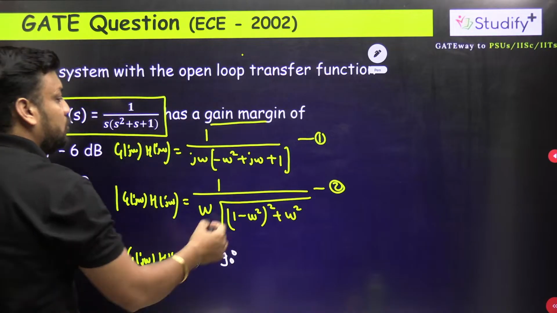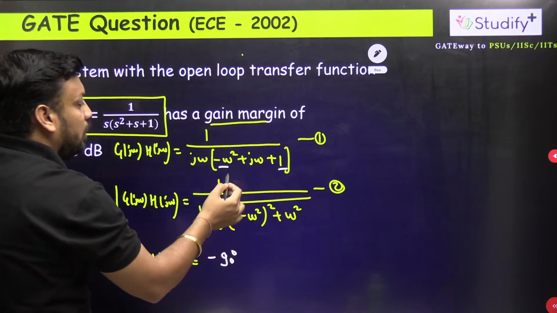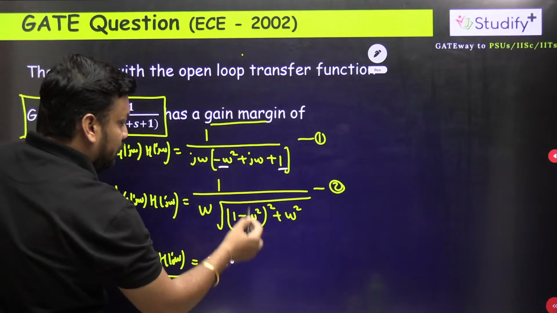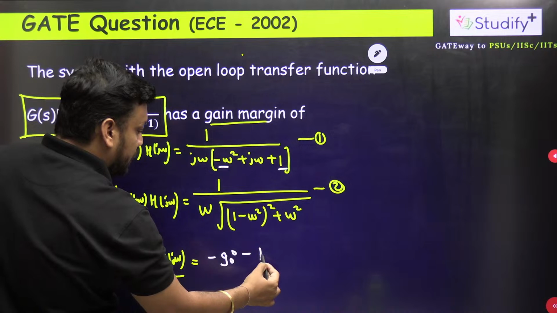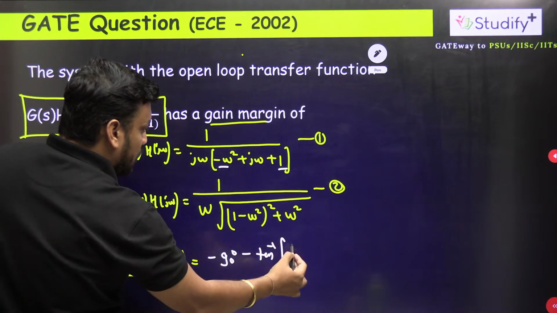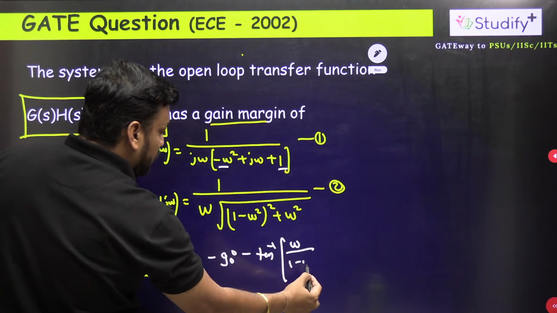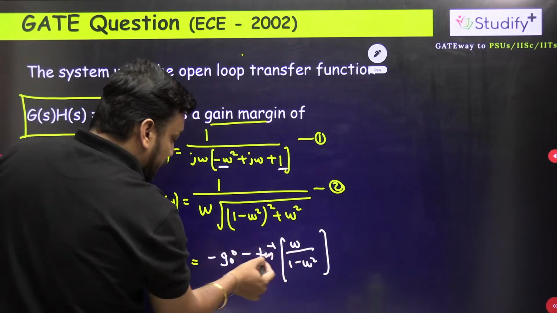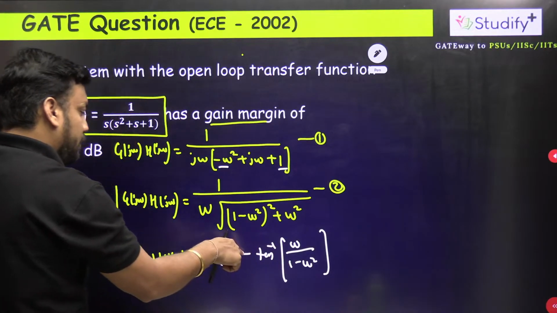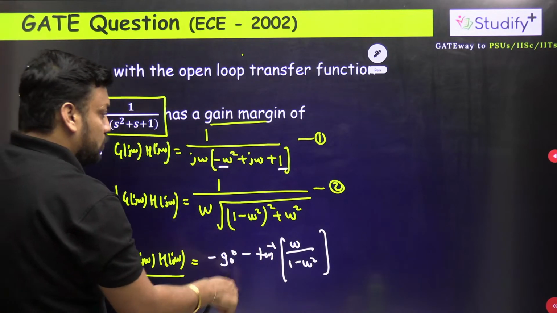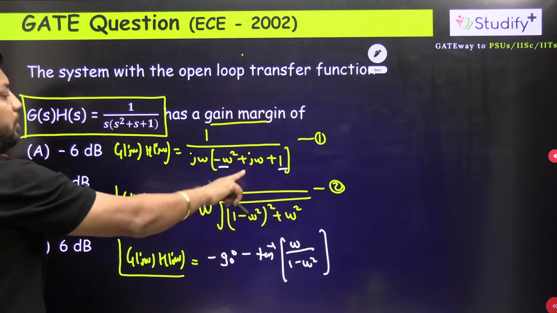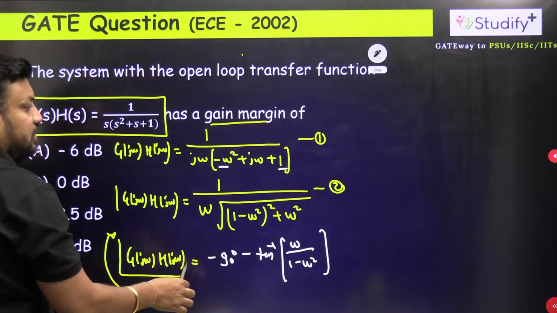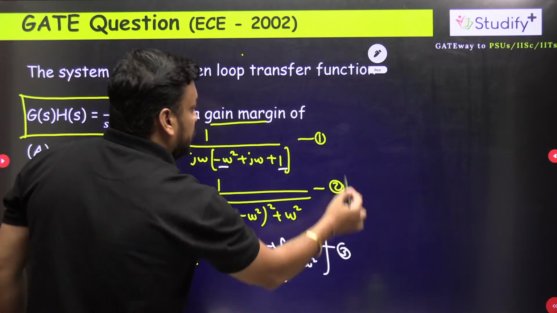Now student, here the real part is 1 minus omega square and the imaginary part is omega. So if I write 1 minus omega square, then I write tan inverse of imaginary upon real. So I am writing here minus tan inverse of omega upon 1 minus omega square, because in the denominator it is tan inverse omega upon 1 minus omega square. Once it shifts to the numerator, the sign will change. So these are your equations 1, 2, 3.